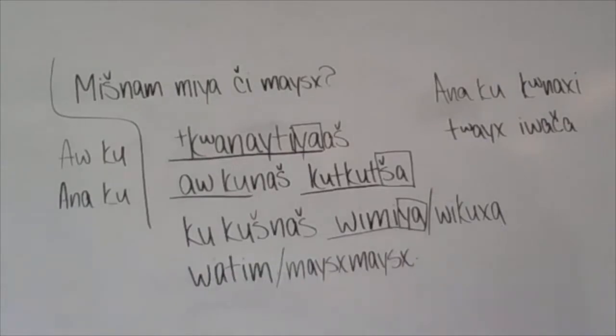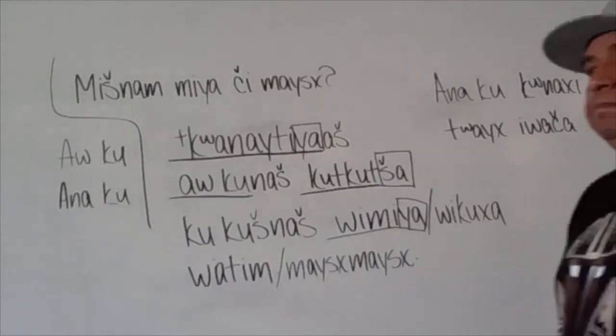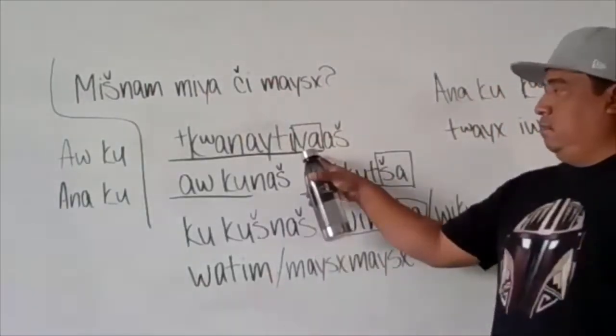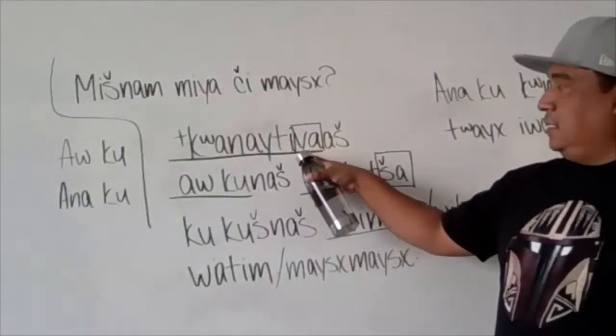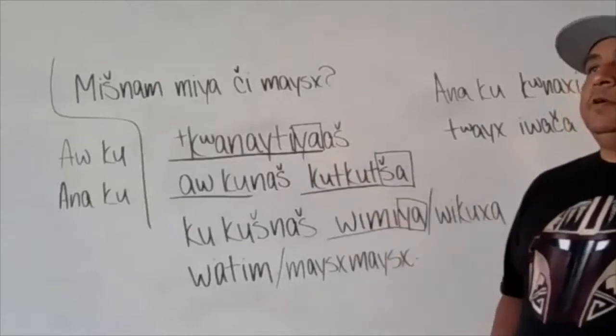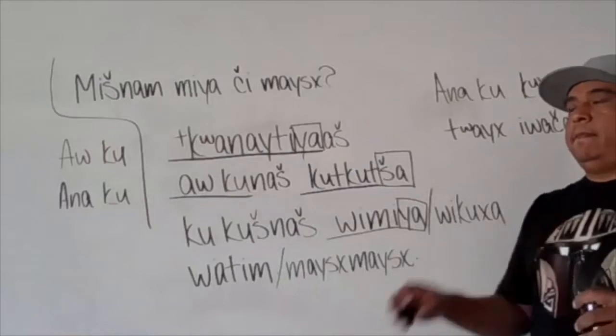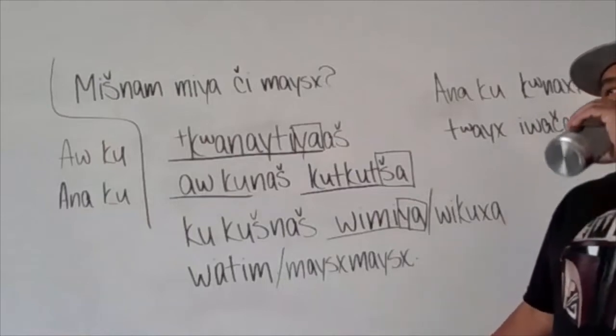I've got two questions about auku and anaku. So before, for tukwanaiti yash, aukunash, kutkutsha, you translated it as "I walked and also I am working." And that makes it sound like the two things could be happening at the same time. Is that not the case? No, that's where the yash, the past tense, is indicated in the first one. But if I were to say tukwanaiti yash, aukunash, kutkutna, I walked and also I worked.